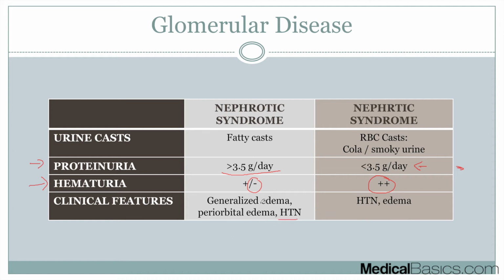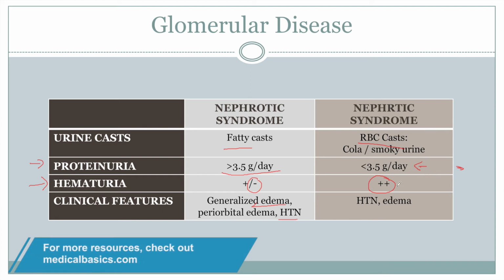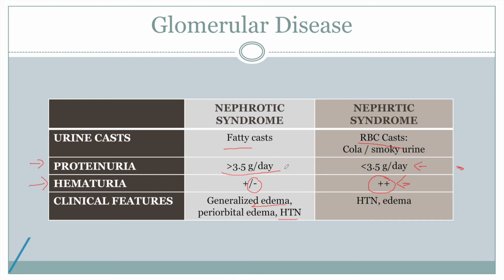So hypertension and edema are going to be seen in both, so it's hard to tell the difference. But in the casts, we're going to have fatty casts in nephrotic and RBC casts in nephritic. Because remember, if you have hematuria, you're going to have a buildup of all these red blood cells, so they're going to form casts, and you're going to have cola-colored urine. So you're going to have RBC casts within nephritic syndrome and fatty casts within nephrotic, because remember, there's a lot of lipids and fat within nephrotic syndrome, in addition to the proteinuria.